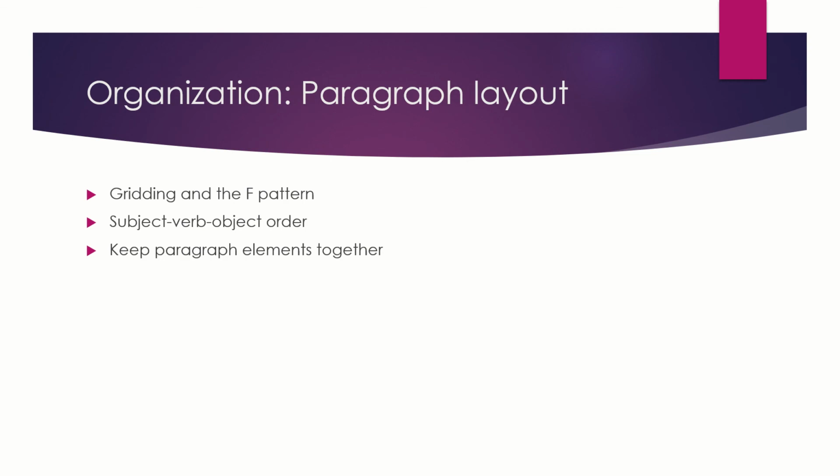And then for organization, paragraph layout. So we want to have a grid, and we want to lay our paragraphs out in the F pattern. So the most important information on the top, second most immediately after, and then everything else kind of falls beneath. And we also want to keep the sentences in the paragraph in a subject-verb-object order. So keep our sentences active and not passive, as it makes it easier to read and also puts the more important information up front. Also keep your paragraph elements together, so no splitting paragraphs across the page. If you have to add space or do something to make it all cohesive, that is usually best.